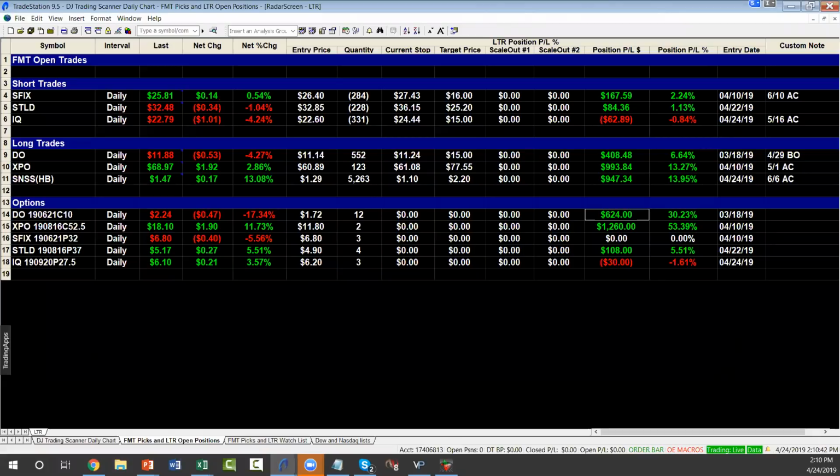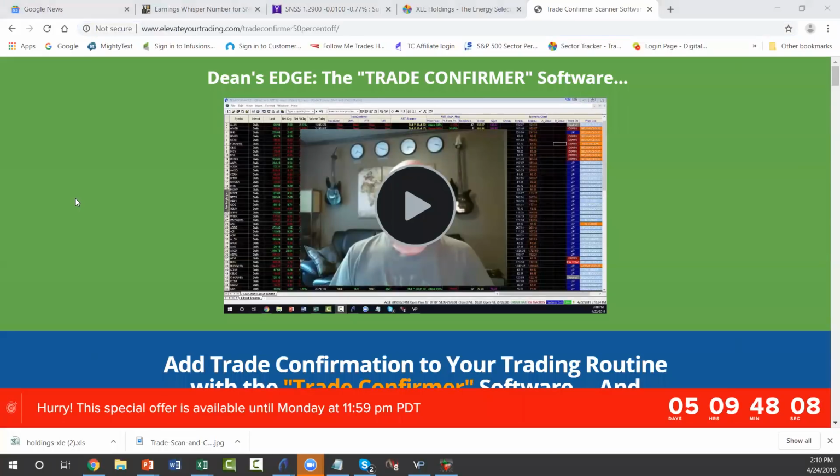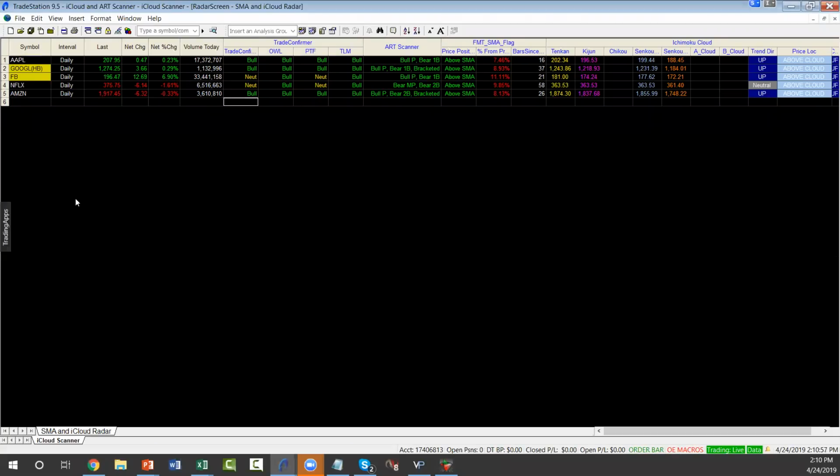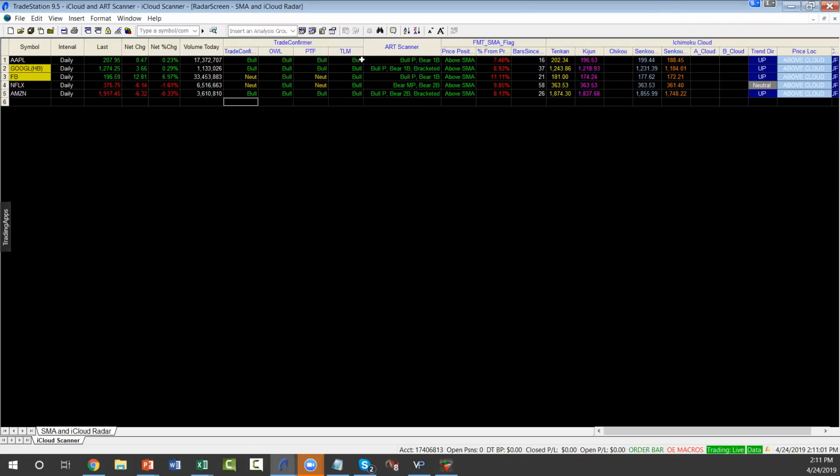And John is asking, is that $9.99 for the ART software as well? That offer is for the Trade Confirmer, which is the tool I was demonstrating in Radar Screen here. This tool right here, which will read all the ART signals and combine them, right? But this doesn't put it on your chart.